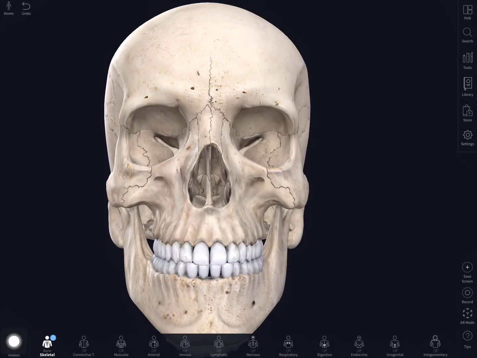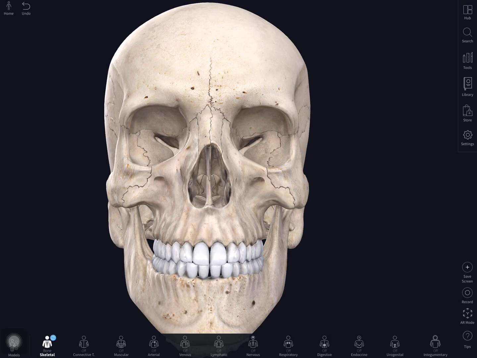Okay, so we're going to have a look at the skull and face and the skeleton of the skull and face, so the bony structure of the skull and face. We'll treat the skull and the face quite separately. So initially we're going to have a look at the skull itself, or what's known as the calvarium.